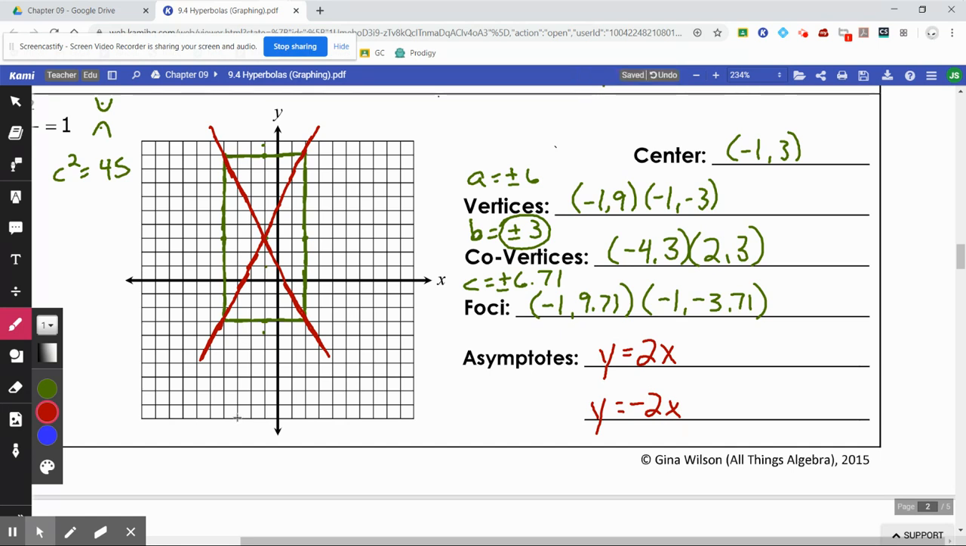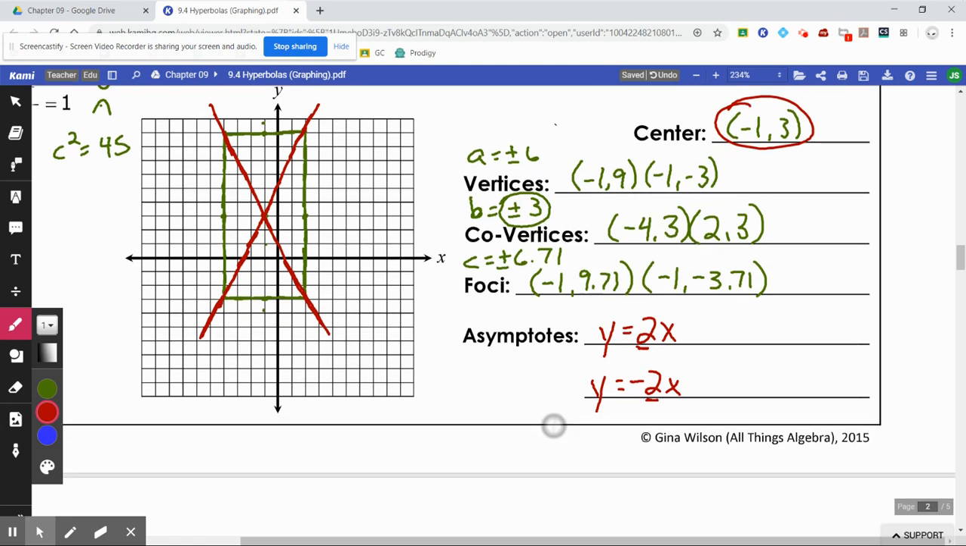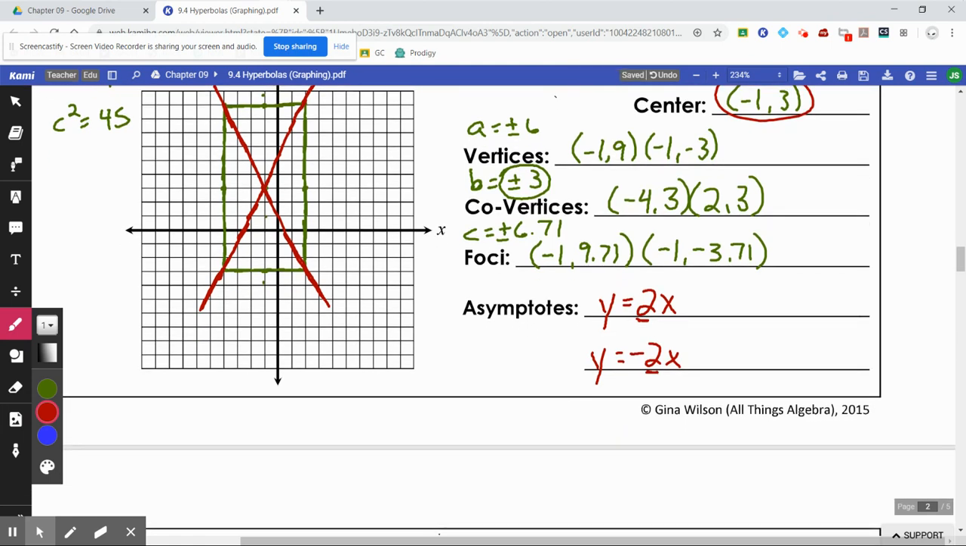Now we need to find our y-intercepts for each of those lines. So the way we can do that is we can use the center and we can use each slope and we can plug it into a point slope formula. So I'm going to do it right here just to give me some room.